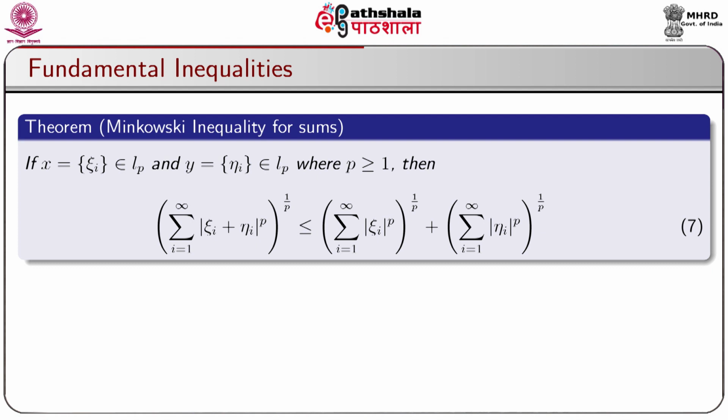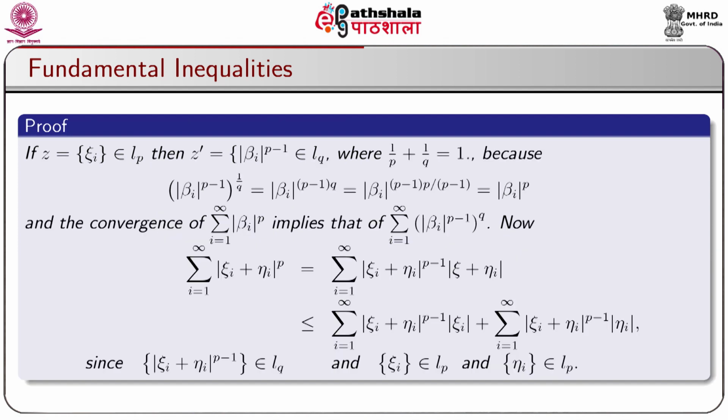Theorem: Minkowski inequality for sums. If x equals the sequence ξ_i belongs to ℓ^p and y equals the sequence η_i belongs to ℓ^p, where p is greater than or equal to 1, then (Σ_{i=1}^∞ |ξ_i + η_i|^p)^{1/p} is less than or equal to (Σ_{i=1}^∞ |ξ_i|^p)^{1/p} + (Σ_{i=1}^∞ |η_i|^p)^{1/p}. This equation is named as 7.